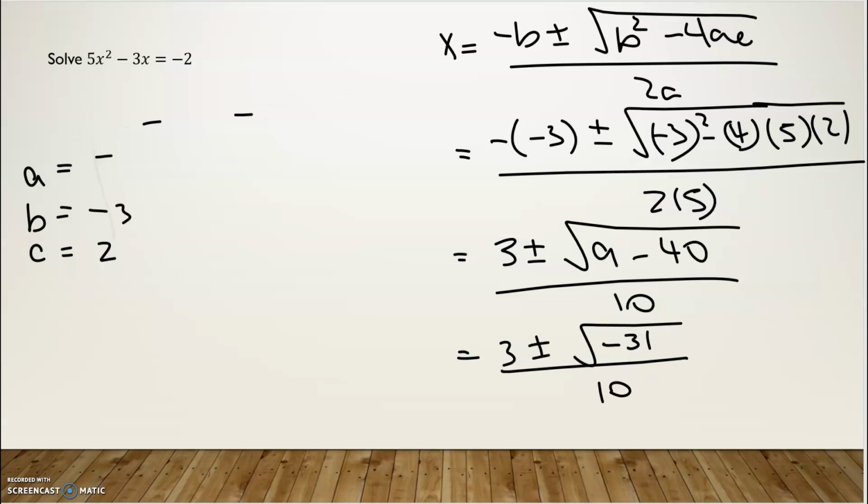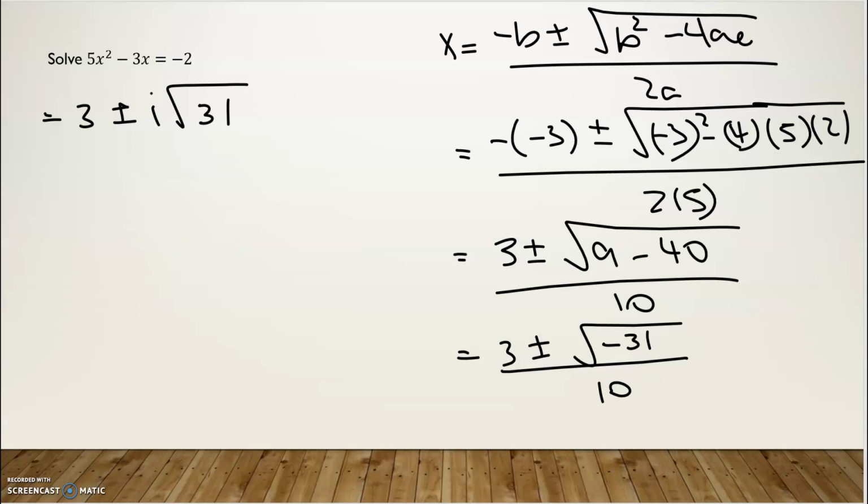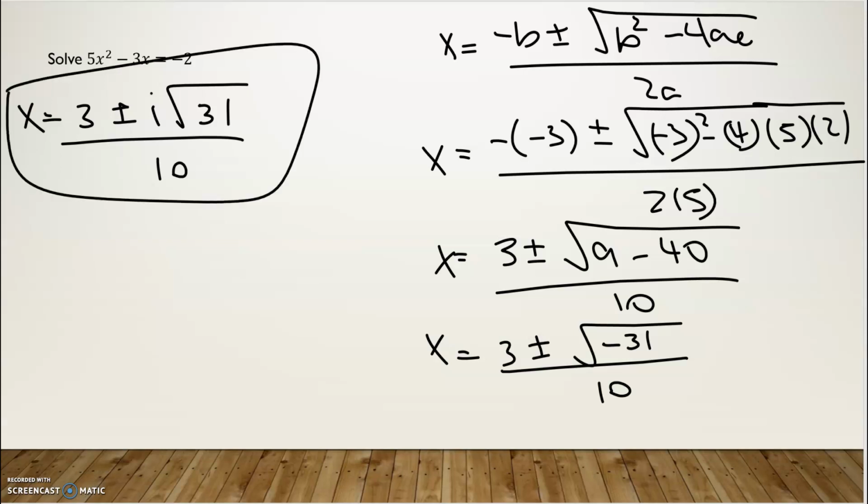Now let me move this over here. Okay, so then we've got 3 plus or minus. Now notice I've got a negative inside of an even root. The way we deal with that is we pull an i out, so we have an imaginary number, 31 over 10. So there's your answer. x is equal to, and all these are x is equal to, 3 plus or minus i times the square root of 31 all over 10. And that's it for that one right there.